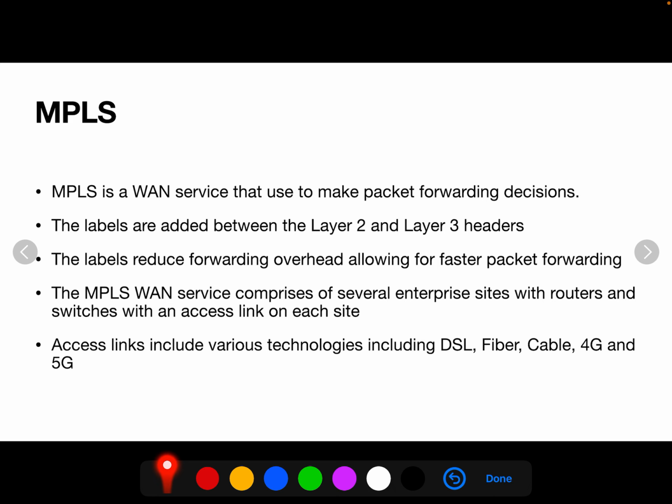MPLS does not do that. It looks at the label and makes a much quicker decision by forwarding based on the label. So forwarding overhead is reduced, allowing for faster packet forwarding. Now, the MPLS WAN service comprises several Ethernet enterprise sites with routers and switches, with an access link on each site. Access links can include various technology, including DSL, fiber, cable, 4G, and 5G.